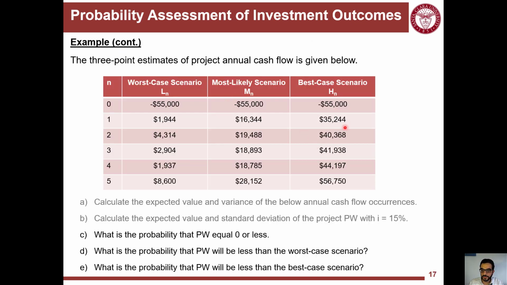So let's see this example. Continuing with the previous example, we covered parts A and B, and we have 3 more parts here. The first one is: what's the probability that the present worth will be equal to 0 or less? It's giving us the case where we will be worried, because the present worth using our MARR equal to 15% is less than 0. That's the bad news for us, and we want to see the probability of bad news.